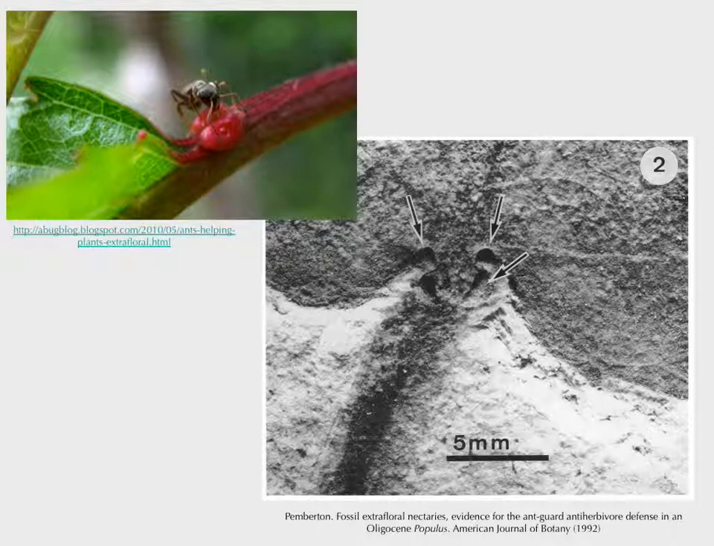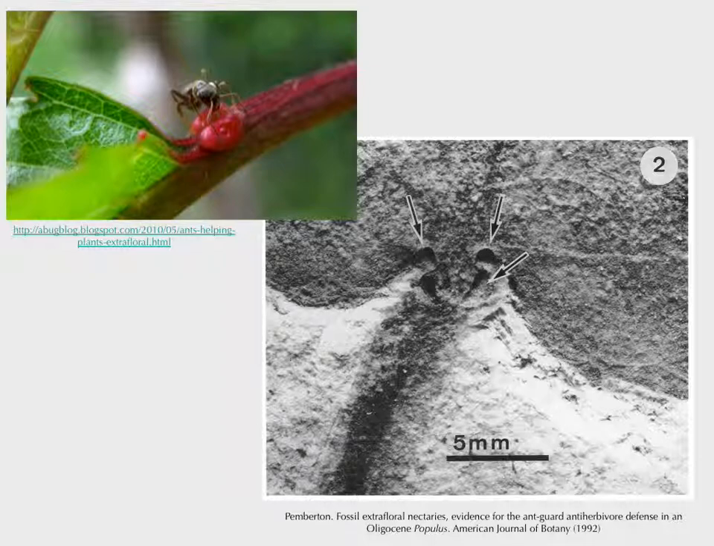And why would a plant do this? Here, take some of my bounty. Protection, right? It's like paying the mob. Your business, right? You pay out for protection. And so by paying off the ant to stay around there, the ant will take out other herbivores that come by, or worse things that come by.